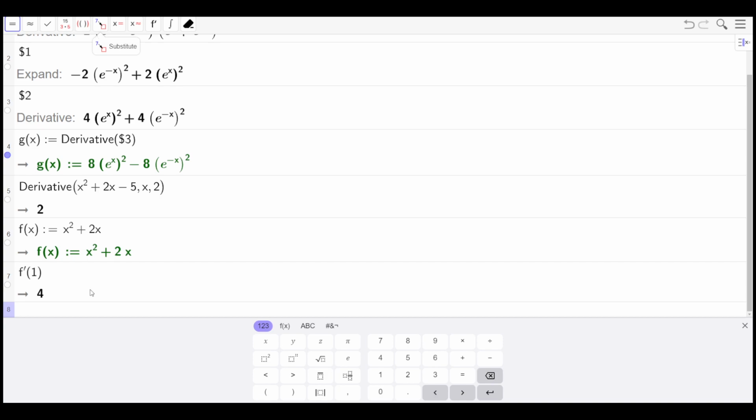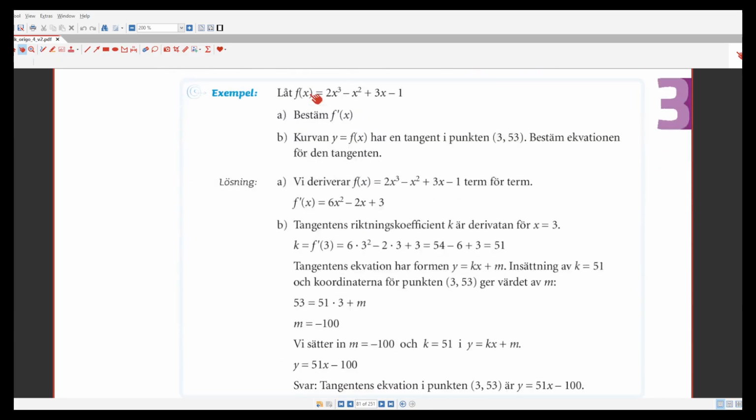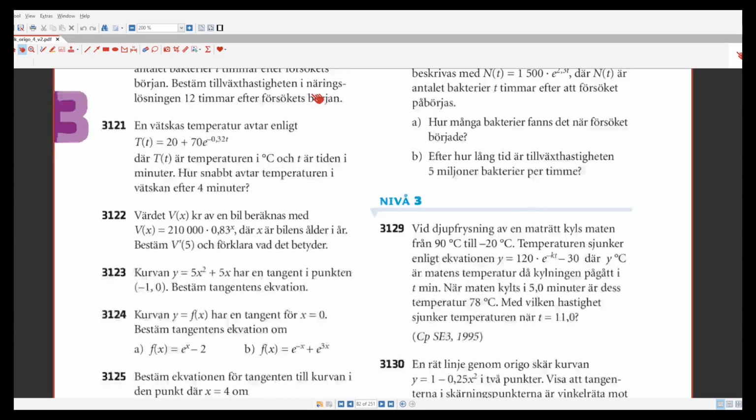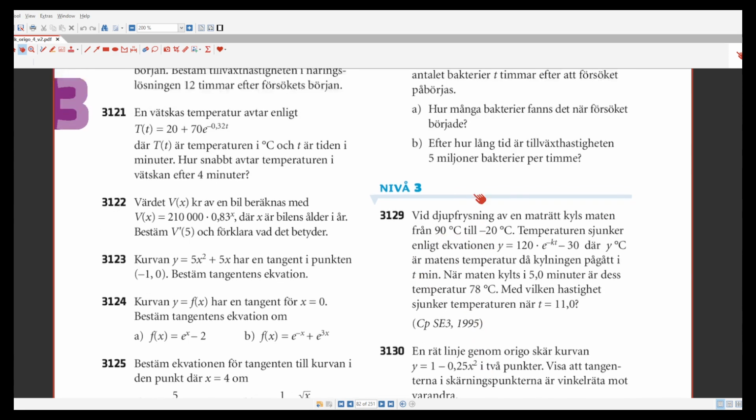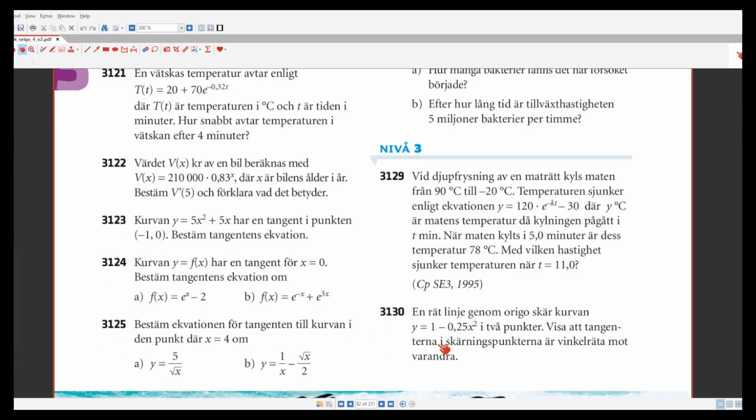So that was the derivative, and the lesson is finished until the end. I will not have time to do these 2 level 3 problems. They are hard questions. Okay, I will do it next time. But before I do it, I want you to do it yourself, at least try to think about it. If you want to get an A or a B in this course, you should be able to analyze such a problem yourself. Okay, so these problems 3129 and 3130, these are good problems.